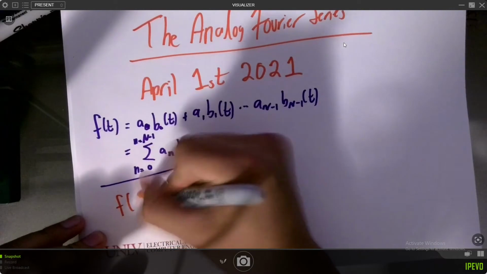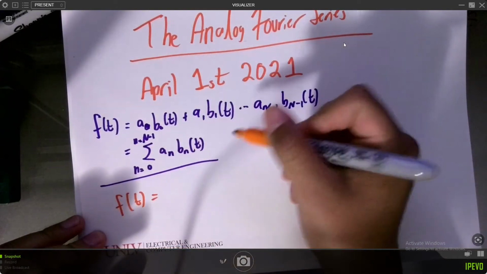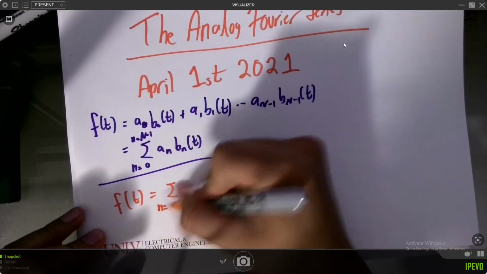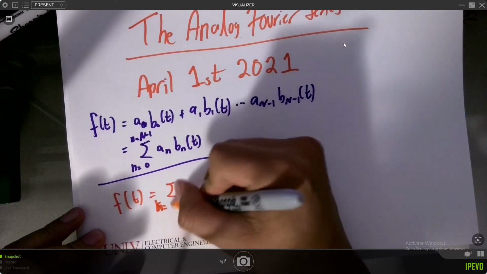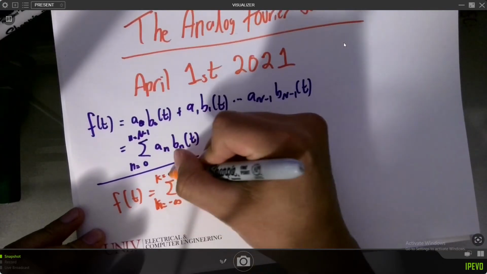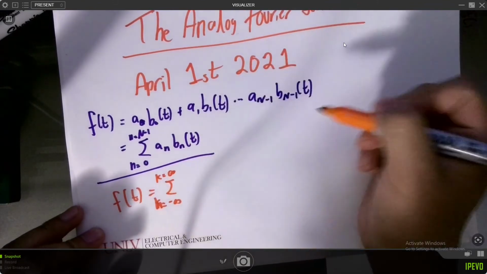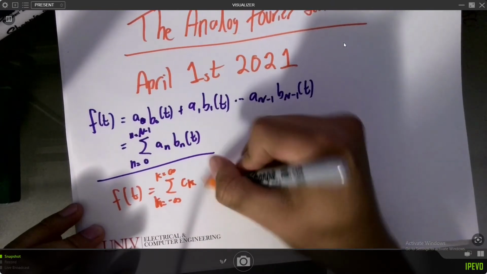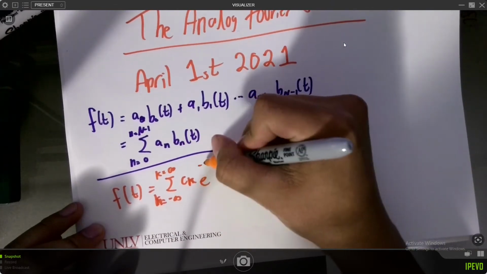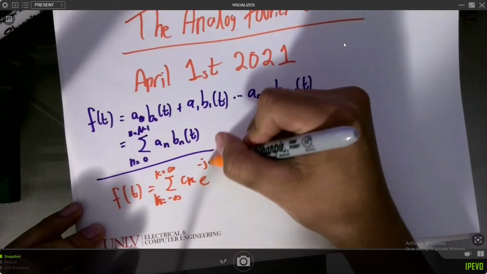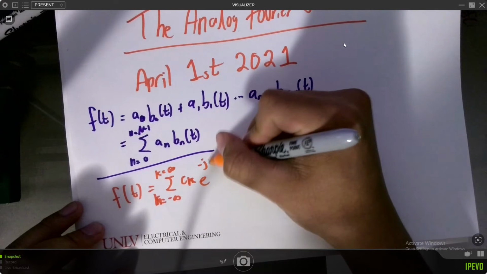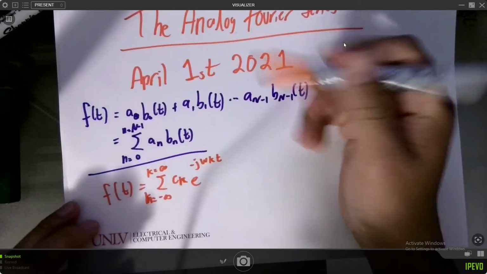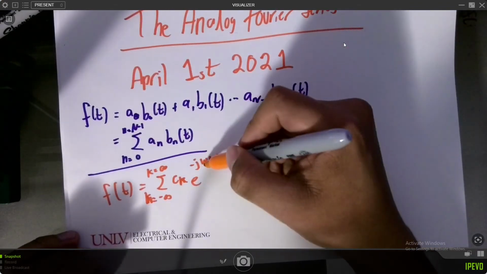For the exponential Fourier series, the definition is, let's be consistent with the book, k equals minus infinity to k equals infinity. We're taking a whole bunch of signals of c of k, and e to the minus j omega k t, which I think is written as 2 pi k t. Yes.